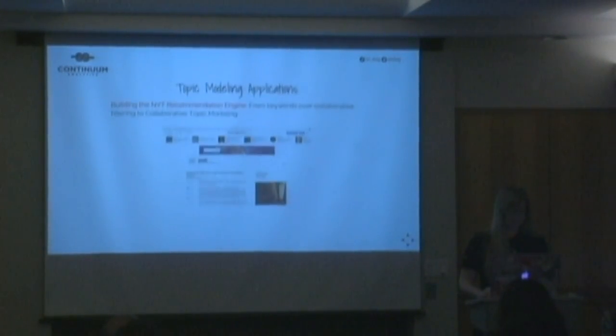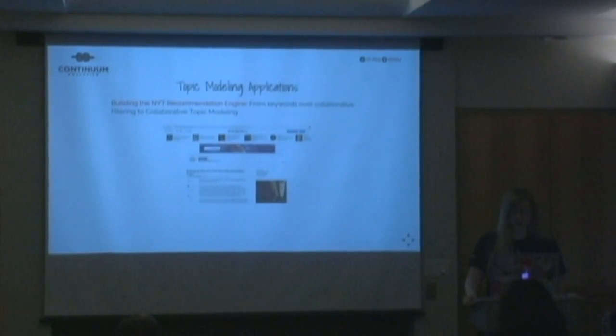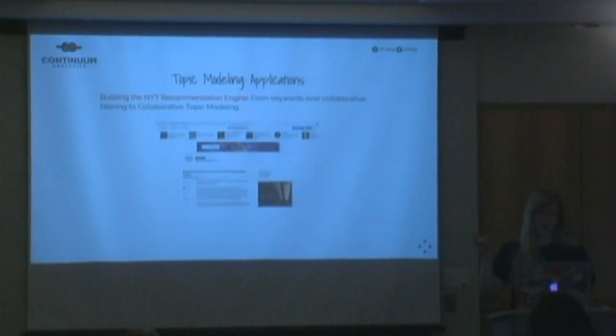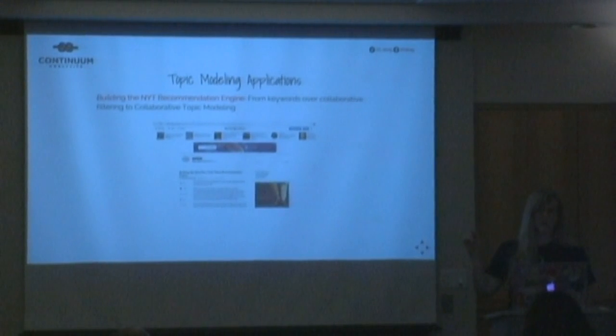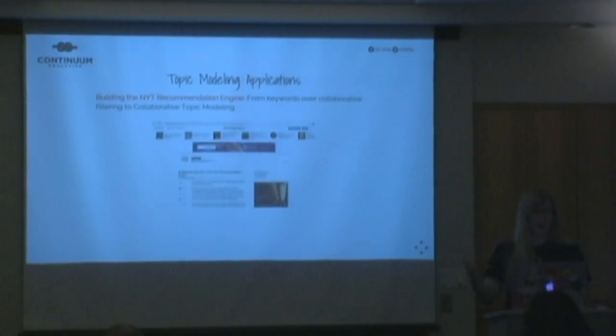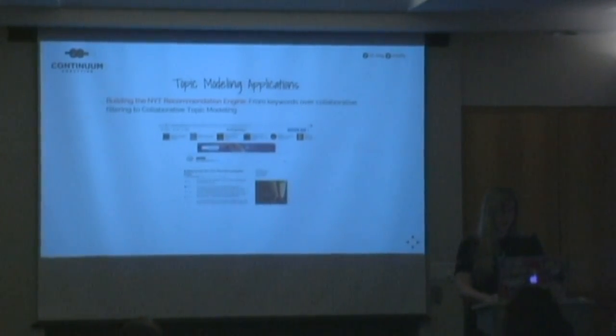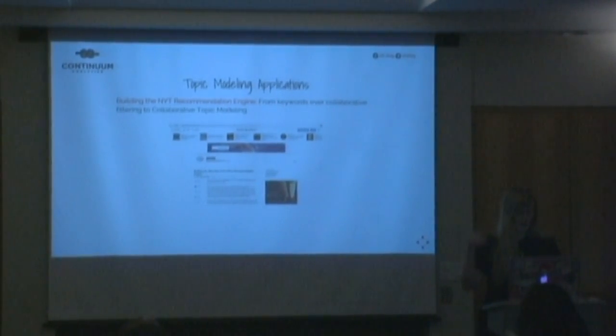I just found this article this week, August 11th, from the New York Times, where they're explaining how they have improved the recommendation engine for articles, moving from a collaborative filtering method to a collaborative topic modeling. So it's actually a really active and used method. It's a very good article if you want to read it.